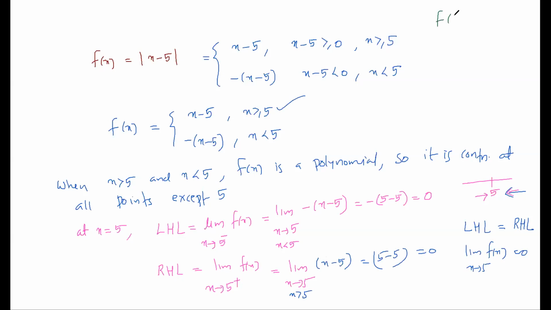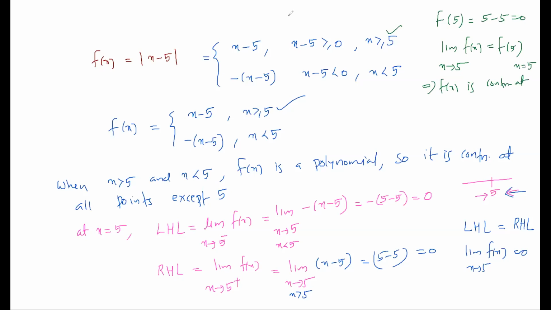Now find f of 5, the value of the function at that point. When x is equal to 5, it is x minus 5. So 5 minus 5, which is equal to 0. So that is also 0. That means you got that the limit of f of x as x approaches 5 is the same as f of 5. That implies f of x is continuous at x is equal to 5.